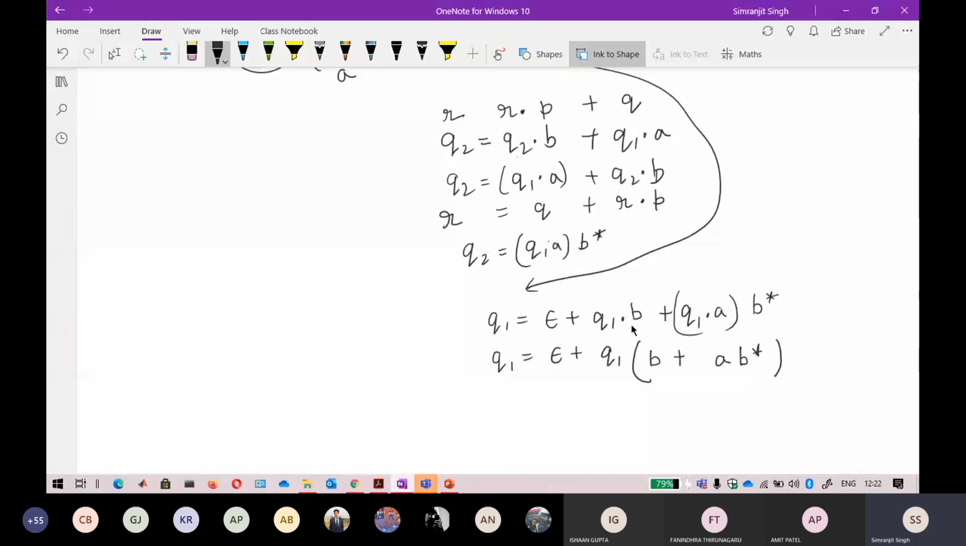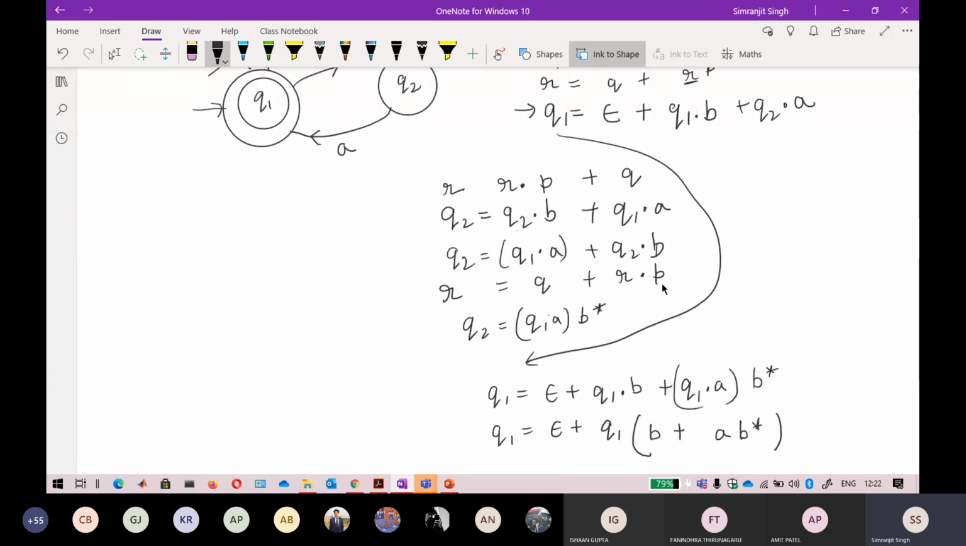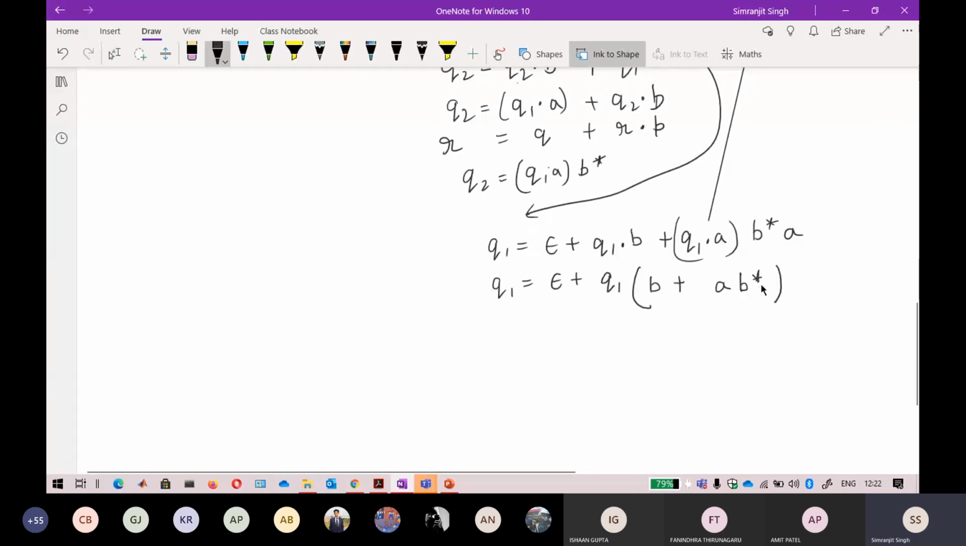Just wait for a minute. B, if I take out, I think there is some mistake here. For Q2, I put the expression here. Now it is followed by a, so that is missing. So Q2 value is Q1A B star, and it is also followed by a. So write that a here. Now it can be written like this, followed by A. I think most of you have made this mistake. I also forget this A.